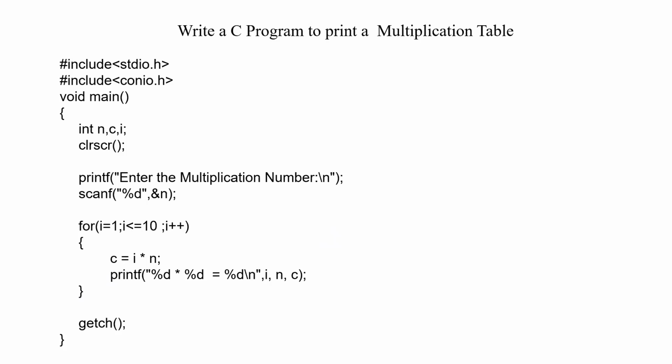I will ask you to type and send me the screenshot of execution. So what is required now? We are asking the user to enter a multiplication number. If I enter 5, it should be printing the multiplication table of 5. 1 into 5 equal to 5, 2 into 5 equal to 10. Like that, it has to print the multiplication table of 5. If I am entering 8, it should give the multiplication table of 8.